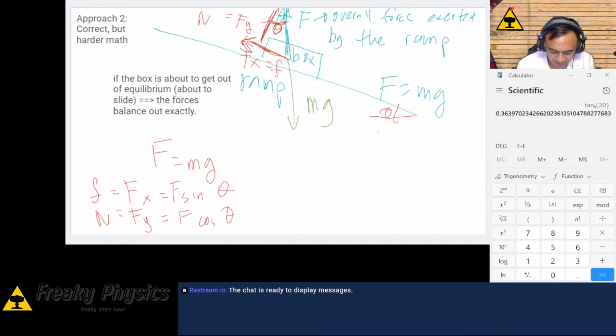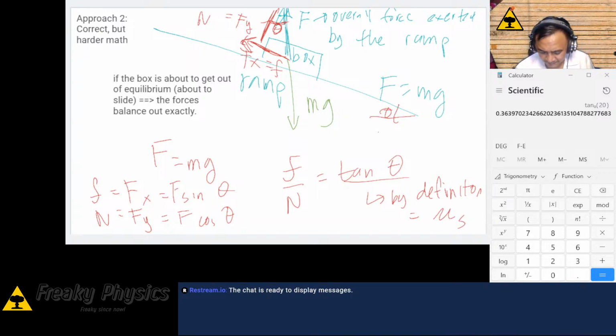So you can already see what F over N is. It's going to be equal to tangent theta, and by definition, in other words we defined it to be, equal to mu. Now I put the label s. Is this a bit clearer in terms of explaining what's actually happening? We just took the ratio between the two components of the actual force counteracting the weight. Those two components happen to be the frictional and the normal components.